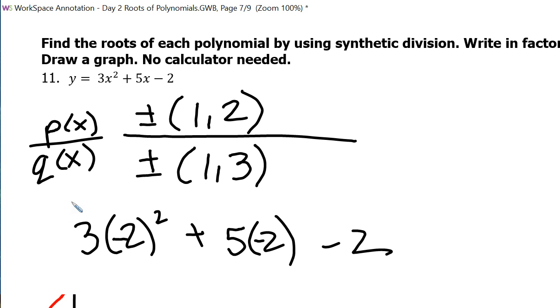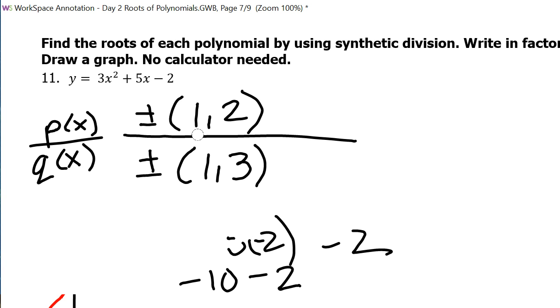Yes. Negative 2 squared is 4. 3 times 4 is 12. Oops, that's not a plus. This would be a minus 10. Minus 2 gives me 0. So bingo, that's where I need to start. I need to use negative 2 for my synthetic division.